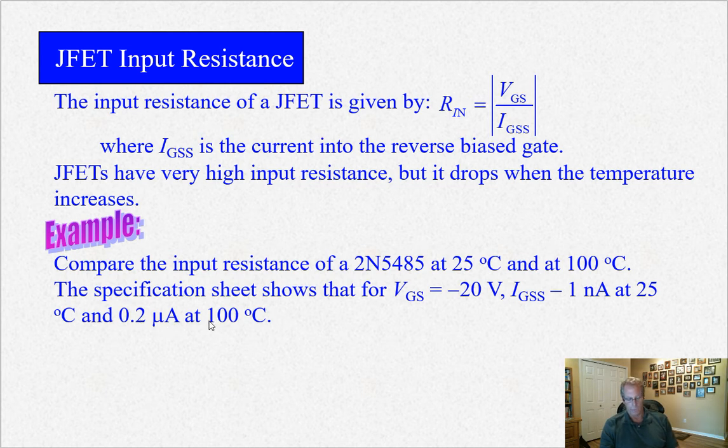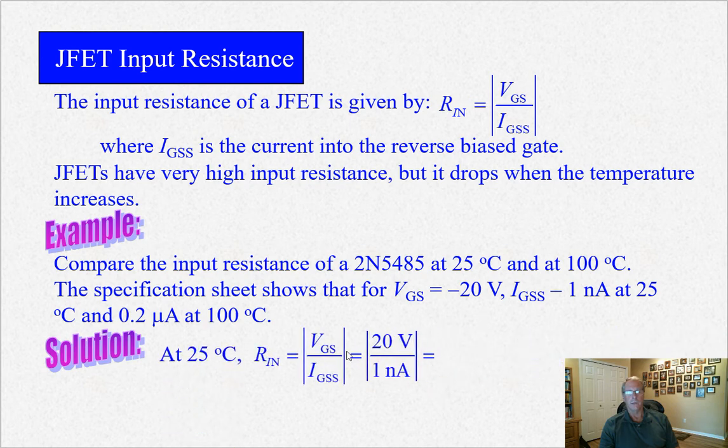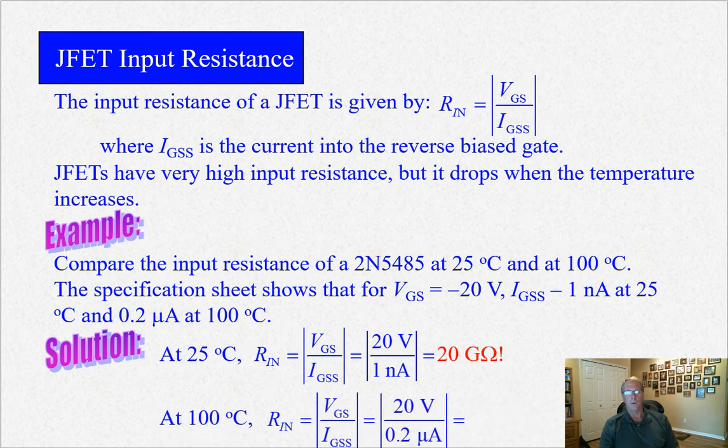Still pretty small, but they do a couple of calculations here. VGS is 20 volts over 1 nanoamp. We get 20 gigaohms, pretty high, huh? And at 100 degrees C, you get 100 megaohms, still pretty high. So FETs are used a lot for situations where you do not want to load your source. They're used for very low power applications, JFETs in particular.